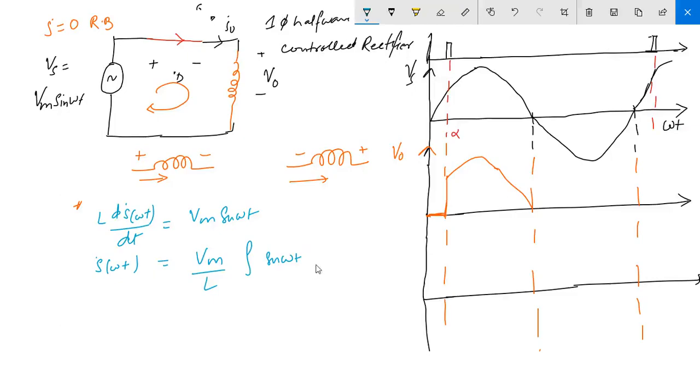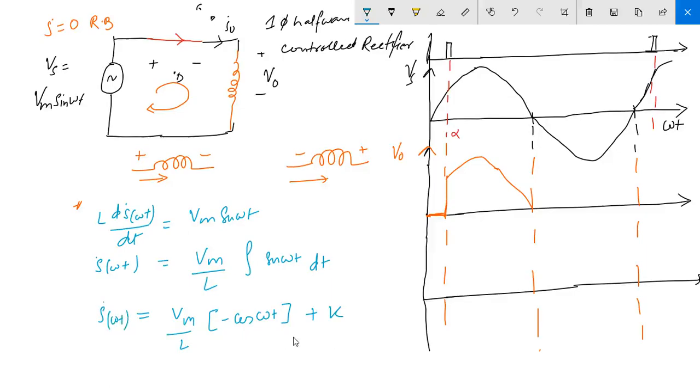sin omega t dt, and your integration period will be, okay, just integrate it first, no issues. If you integrate it, Vm by omega L, so it will be minus cos omega t plus k, right? K value. So this is my I of omega t.